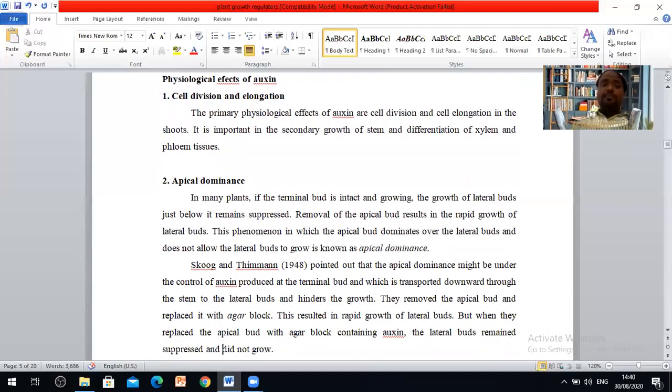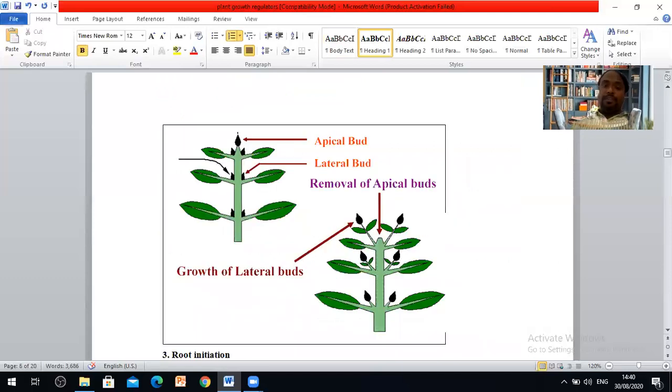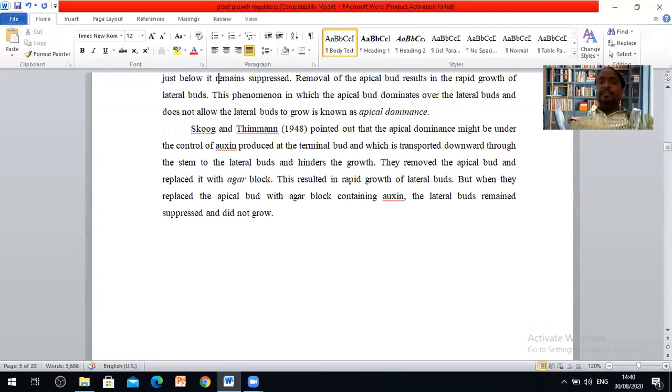The scientists Cook and Thimann, in the year 1948, pointed out that apical dominance might be under the control of the auxins, which are produced at the terminal bud and transported downward through the stem. The lateral buds undergo suppression by these hormones, and because more hormone is present at the apical side, the apical bud grows faster.